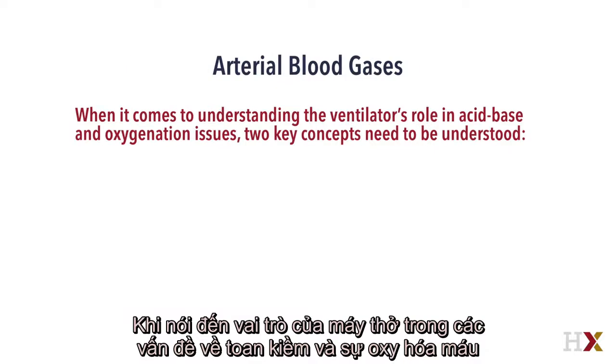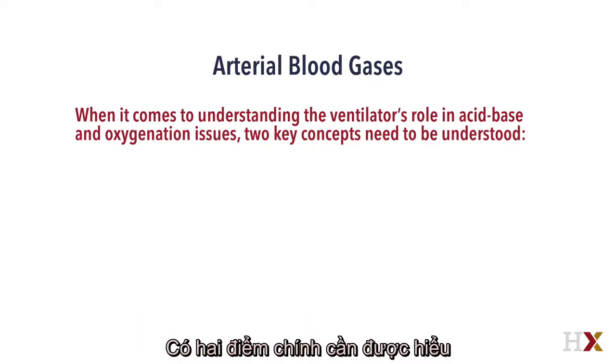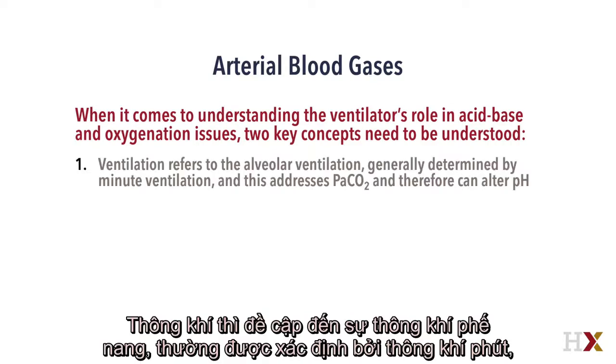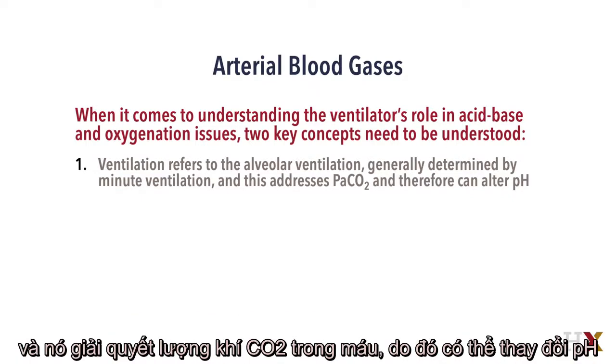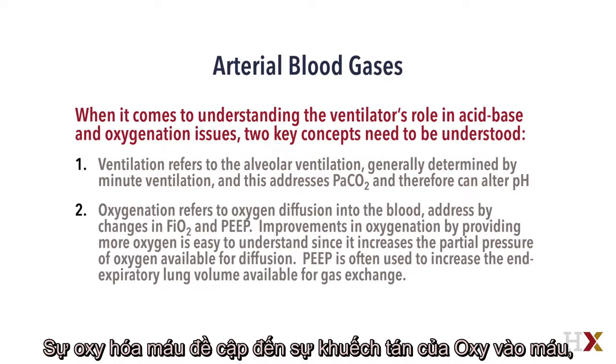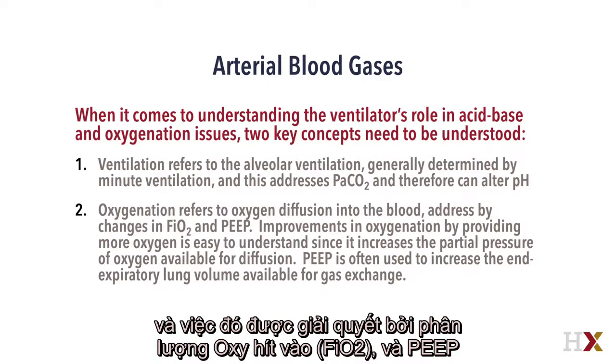When it comes to understanding the ventilator's role in acid-base and oxygenation issues, two key concepts need to be understood. Ventilation refers to the alveolar ventilation, generally determined by minute ventilation, and this addresses carbon dioxide in the blood, and therefore can alter pH. Oxygenation refers to oxygen diffusion into the blood, and it's addressed by changes in the fraction of inspired oxygen and PEEP.